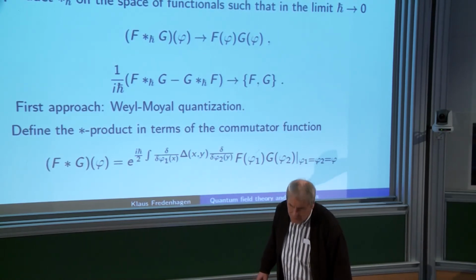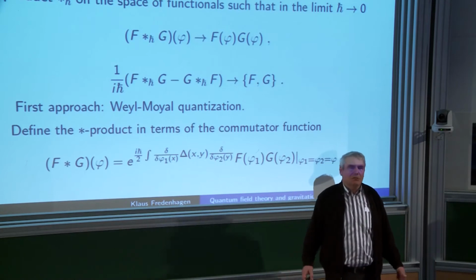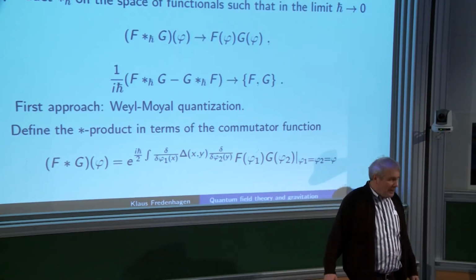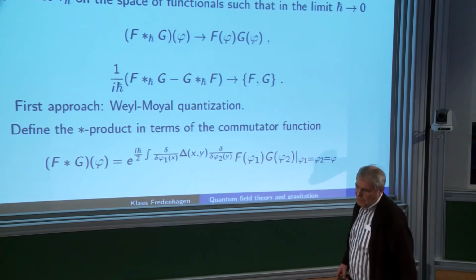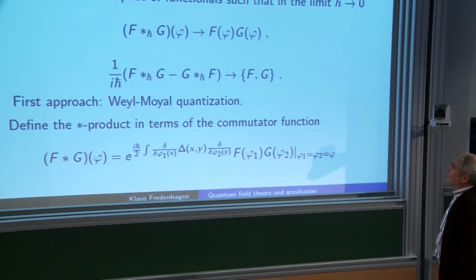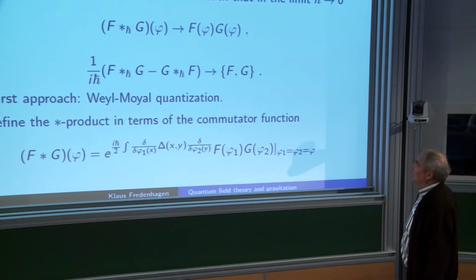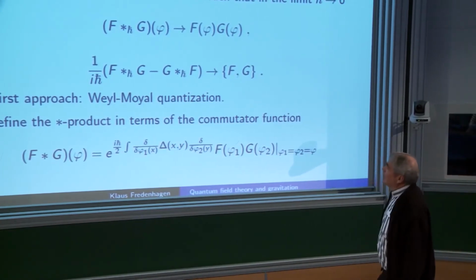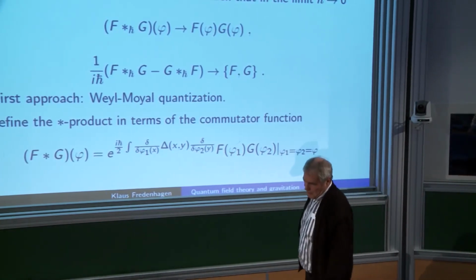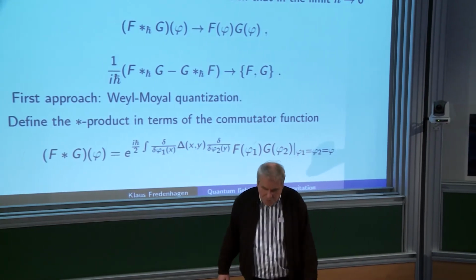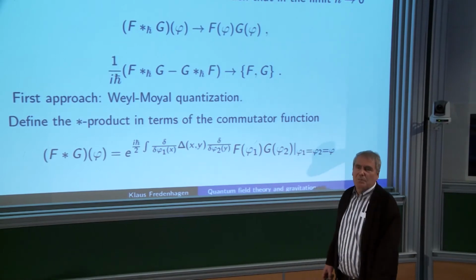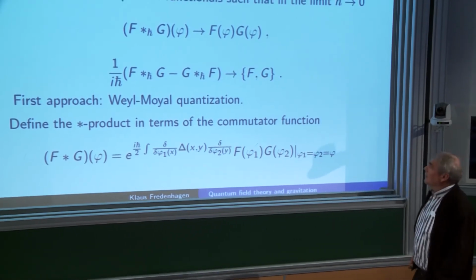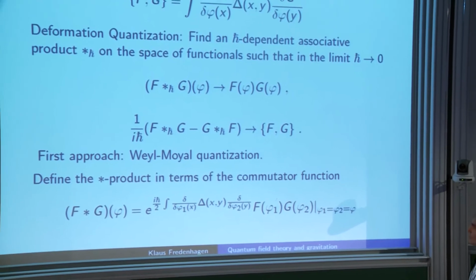Now we want to quantize this structure, so we use the concept of deformation quantization, which means that we look for an associative product which depends on a parameter h bar and which tends to the classical pointwise product in the limit h bar to 0, and the commutator divided by i h bar approaches the Poisson bracket.